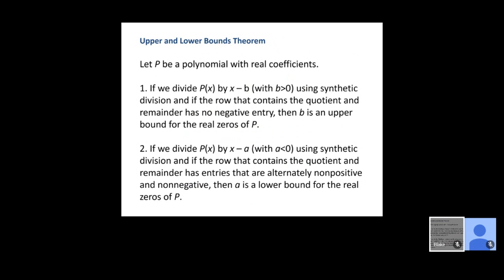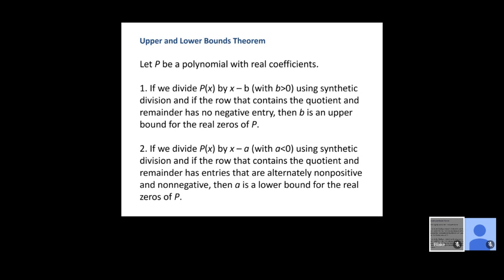What that means is, let's say we put a b value into our box, and it turns out not to actually be a zero. It doesn't actually work. But everything on that line at the bottom comes out positive. There are no negative values there. Then we can say that b is an upper bound for all the real zeros of P, meaning there are no zeros that are going to be bigger than that value.